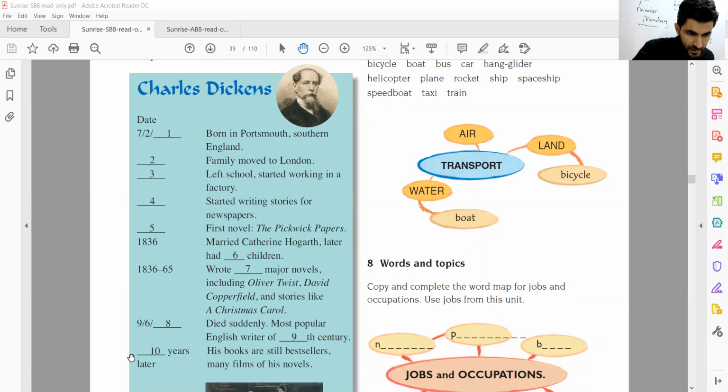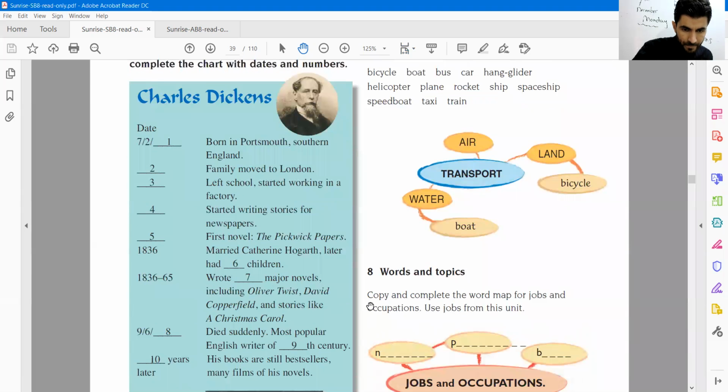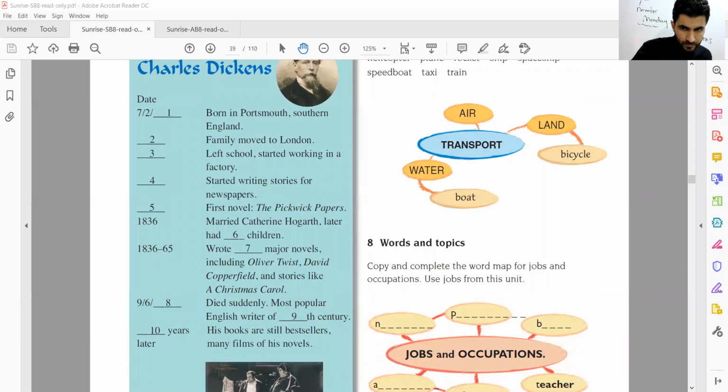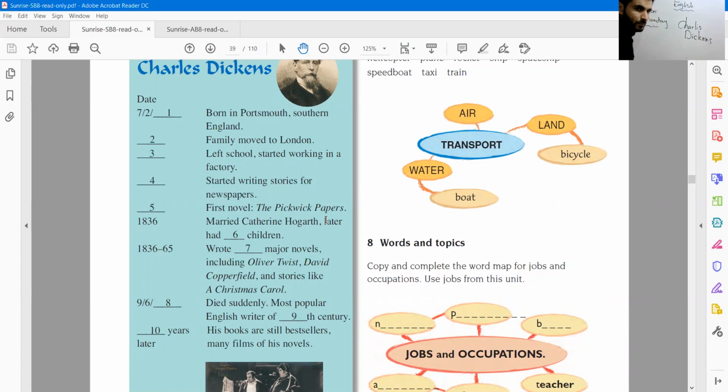Okay, so unit 3, listening activity. Is it 4? Yeah. So now we're going to listen. Unit 3, Lesson 4, Activity 4.